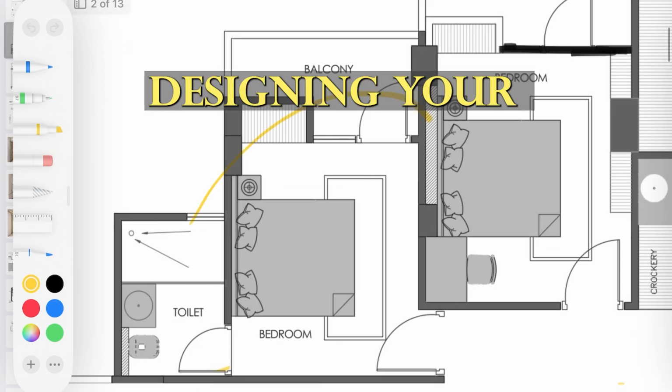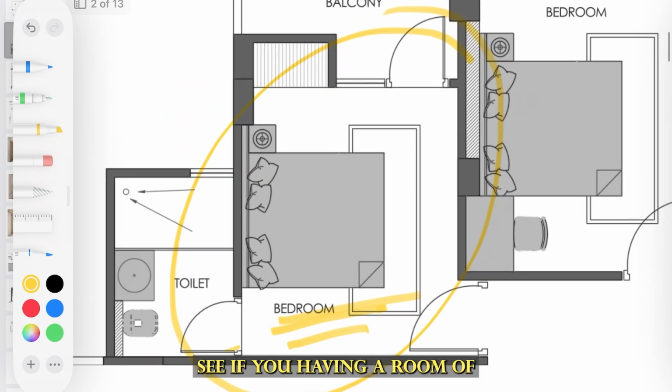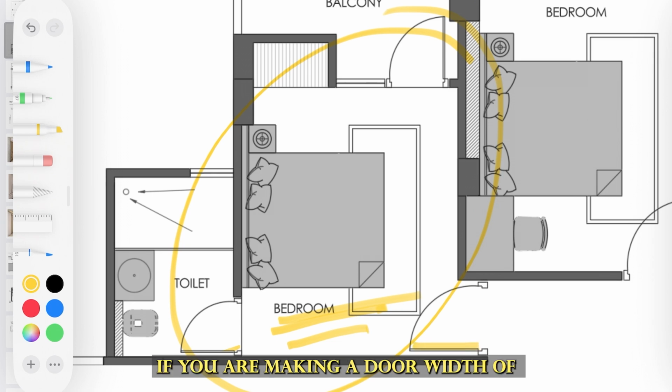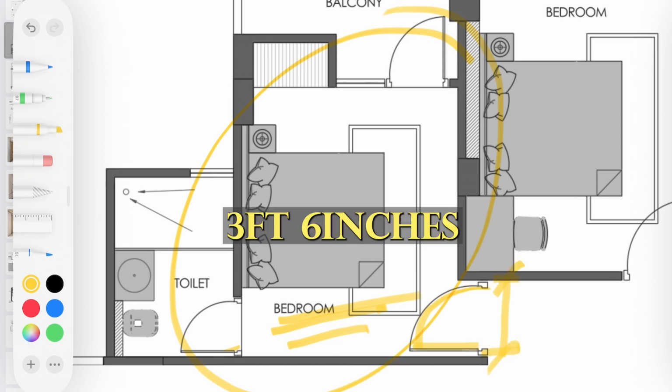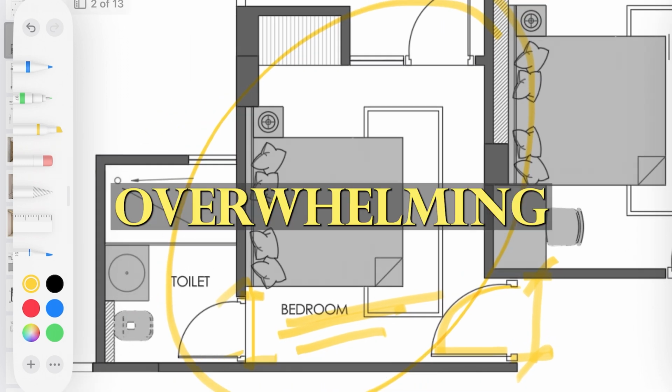Another point is designing your door size without taking the proportion of the room into account. See, if you're having a room of 10 feet by 10 feet or 10 feet by 12 feet, and in that case, if you're making a door width of 3 feet 6 inches, or for the toilet you're making 3 feet, then it is definitely going to look overwhelming for the space.